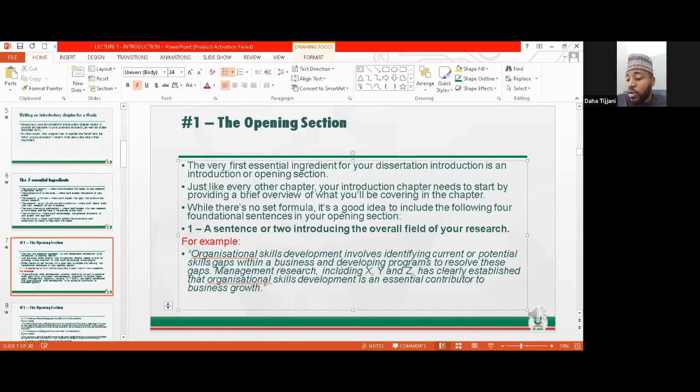Management research, including X, Y, and Z, has clearly established that organizational skill development is an essential contributor to business growth. This is a very good example of an opening sentence or opening section of a research study.